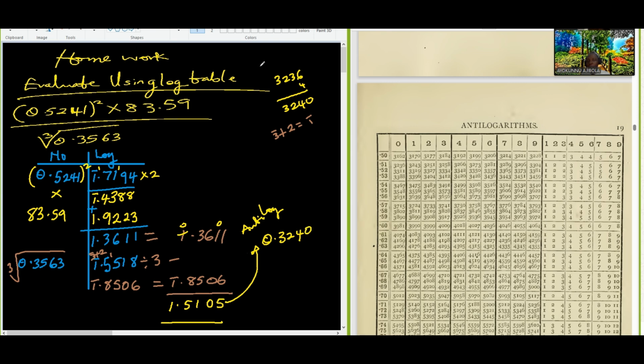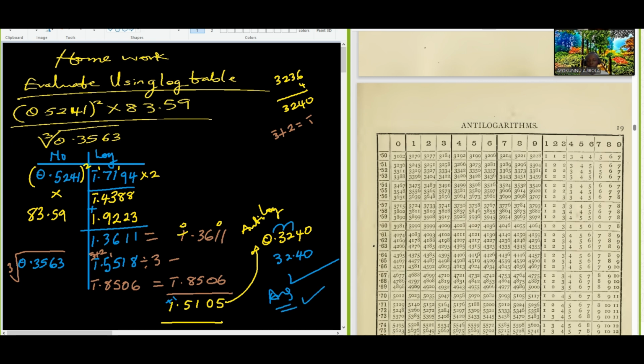If we add 1 to the characteristic that is at the base, it will become 2. Then you move your point 2 steps: 1, 2. That will be 32.40 as the answer. Okay?